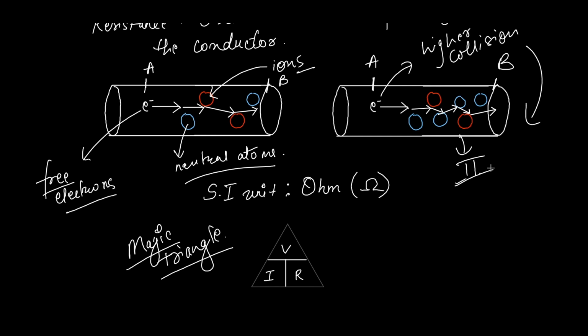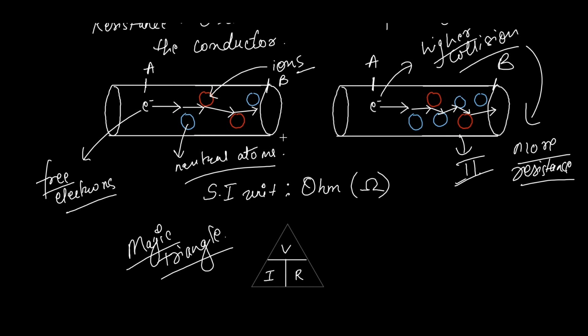So higher collision basically means more resistance. That is why when you change the material, like from copper to silver, some of them have a greater number of ions and neutral atoms, more collision, which is more resistance, and some of them have a low number of neutral atoms and ions, which means lesser collision and less resistance.